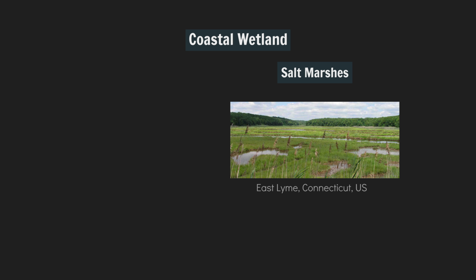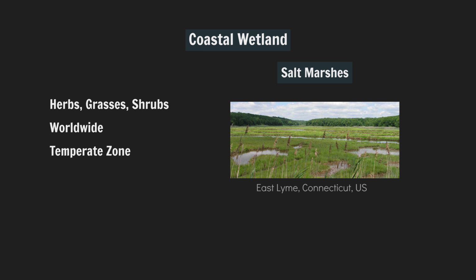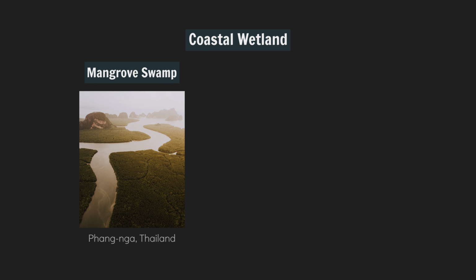Salt marshes are dominated by salt-resistant herbs, grasses, and low shrubs. They occur worldwide, but the most extensive ones occur in the temperate zone, on low-lying, ice-free coasts, bays, or estuaries. They are also very likely to occur on the landward side of spits or spit-like structures. Mangrove swamps are dominated by salt-loving trees, the mangrove tree. They are limited to the tropics and subtropics since mangroves can't tolerate the cold.